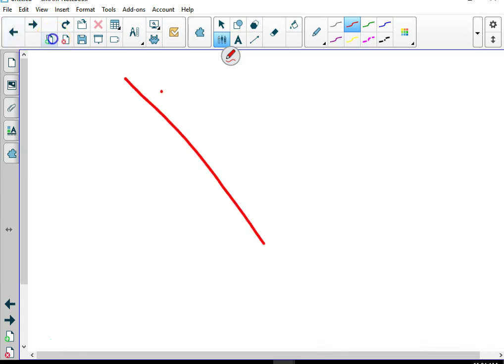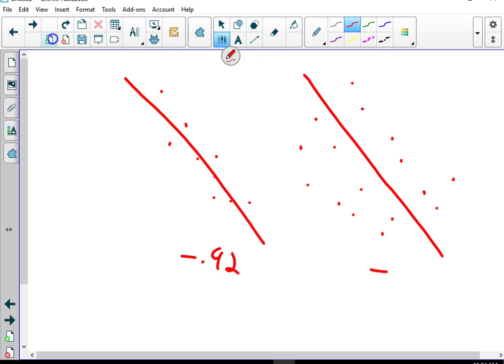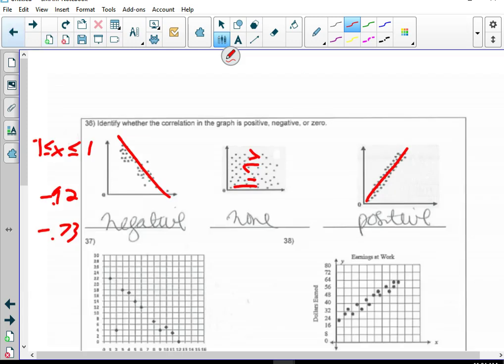If I had this line, you might want to listen. This is important for the test. This would be an example of -0.92, maybe, and this might be an example of -0.73. So the closer it is to -1, the closer the stuff is to the line. The closer it is to 0.5, halfway, the more spread out it is. Okay? That's very important. So besides negative and positive, you have to be able to look at numbers. You're not going to have to calculate numbers.